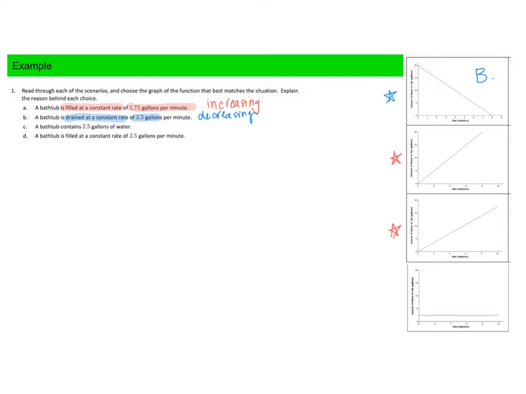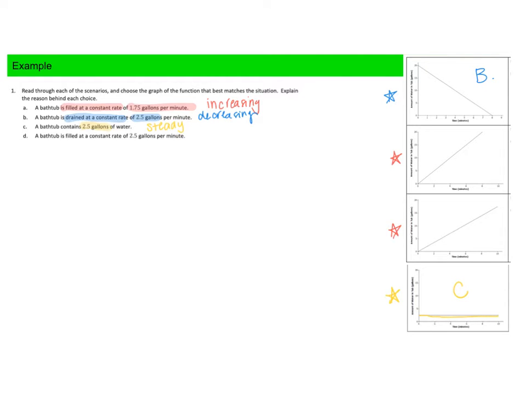Okay? The next one, it says a bathtub contains 2.5 gallons of water. So this is neither increasing nor decreasing. It is just a steady line. It's just stagnant. It's not moving at all, up or down. And so the only one that matches this is this last one down here. Okay, you can see that this line is just straight the entire time.